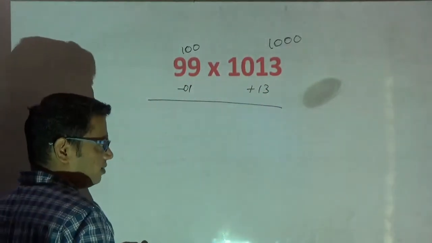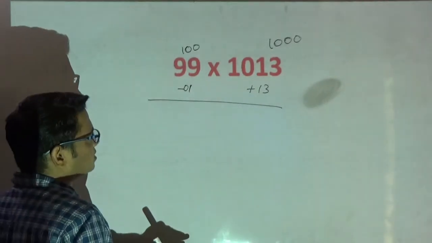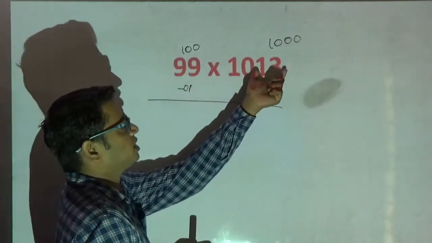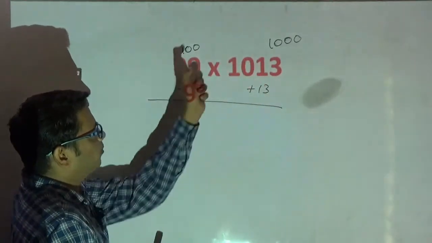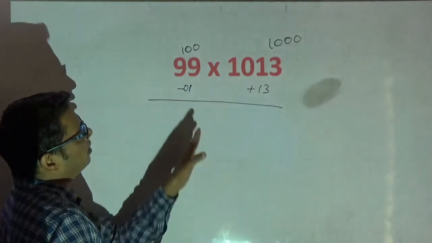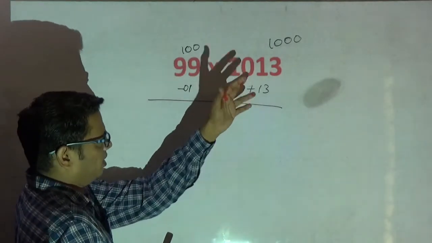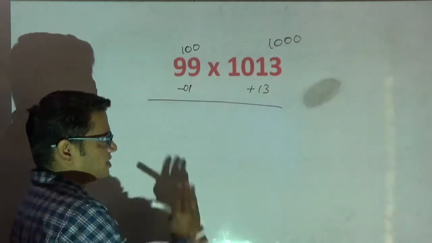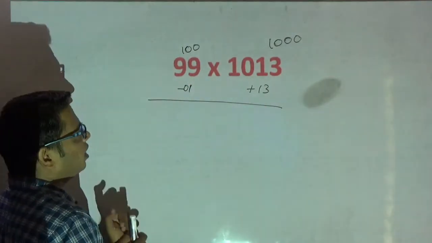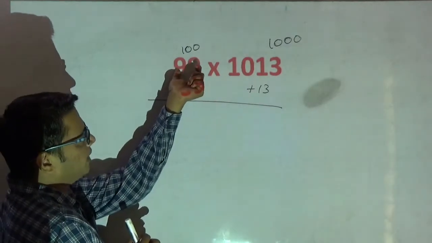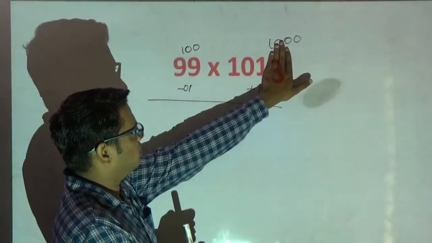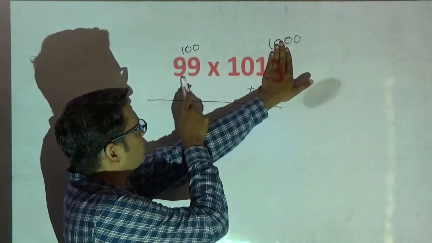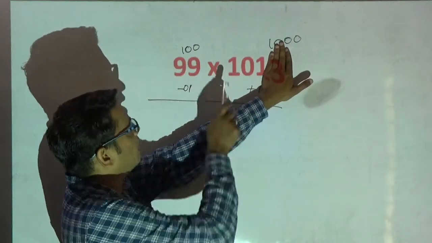Whenever you have two numbers which have different bases, the base is 100 here, and here the base is 1000, and one number is below base and one number is above base, such kind of examples, what to do? This is 2 digit, but you have to consider 3 digits here. If one number is below, one number is above, then instead of 2 digit, you have to consider 3 digit now.